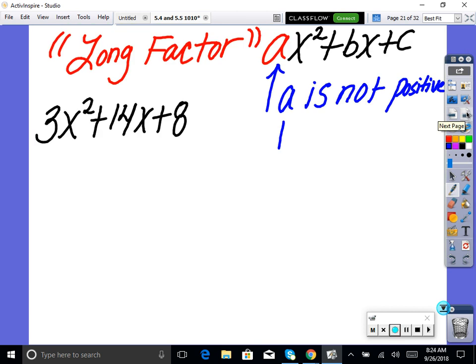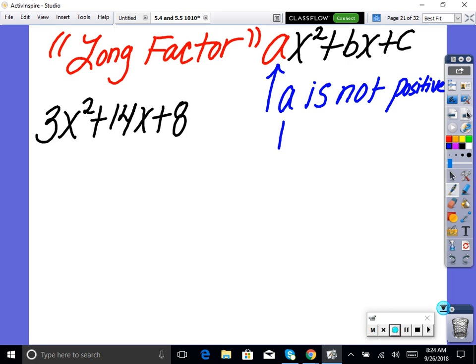Now, what if it does not have a positive 1? Then we have to do what's called long factoring. Those of you, you need to write this down. So, long factoring takes much longer, but it's not too much worse than what we've already done. It's like an extra 2 steps.